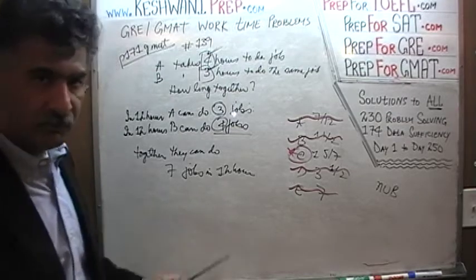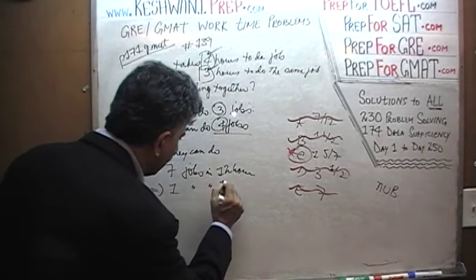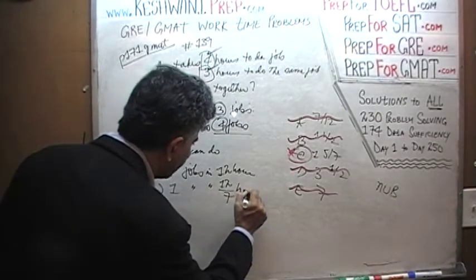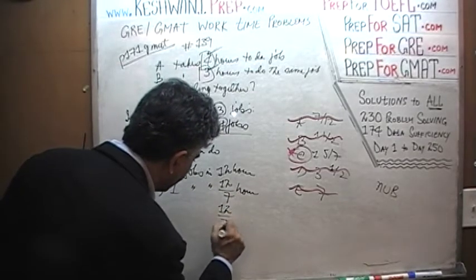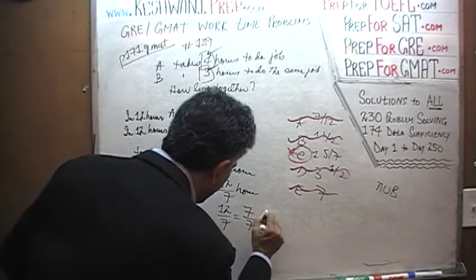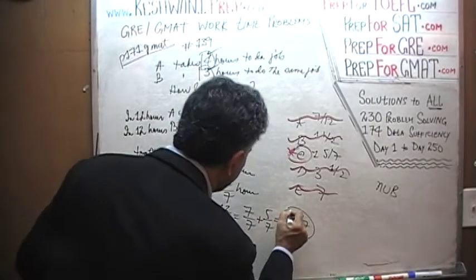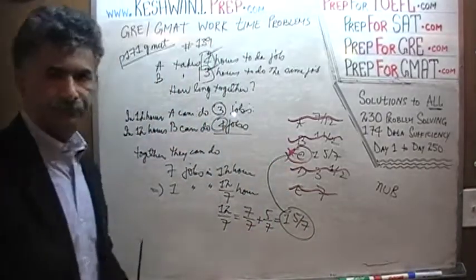If they can do 7 jobs in 12 hours, that implies that they should be able to do 1 job in 12 over 7 hours. And 12 over 7, of course, we know, is the same as 7 over 7 plus 5 over 7, which of course is the same as 1 and 5/7, which is exactly what we found here.